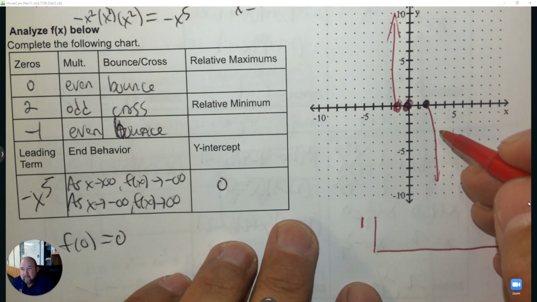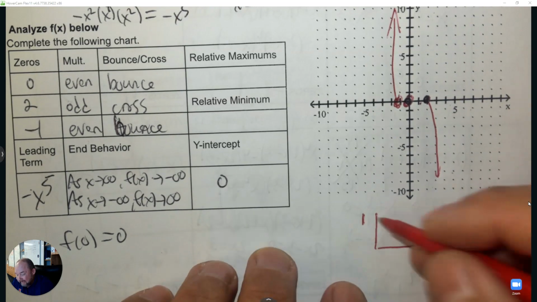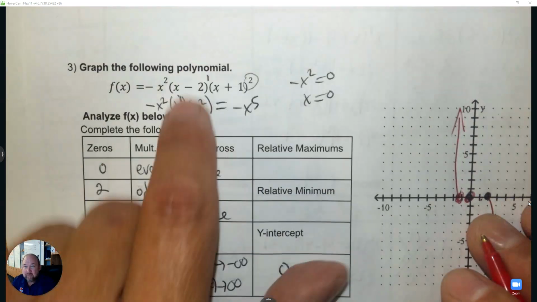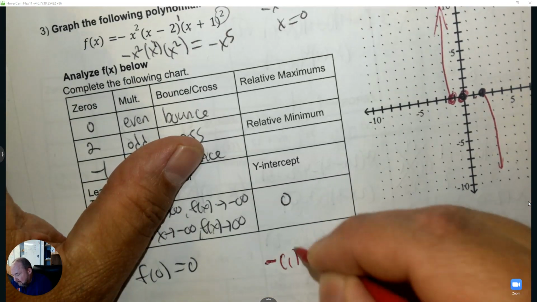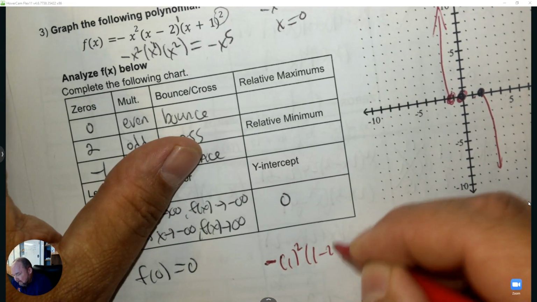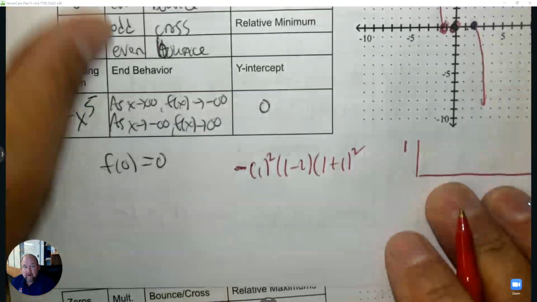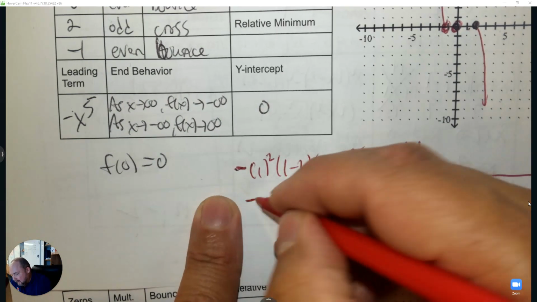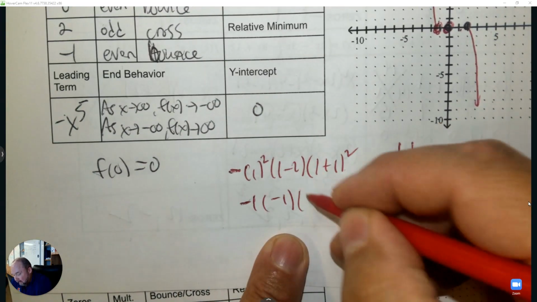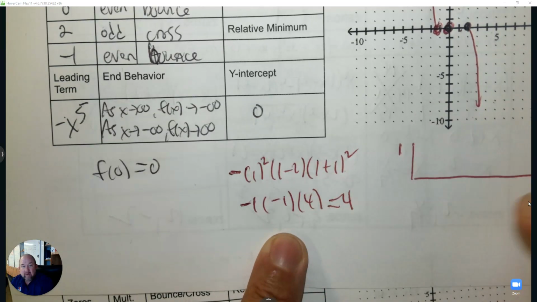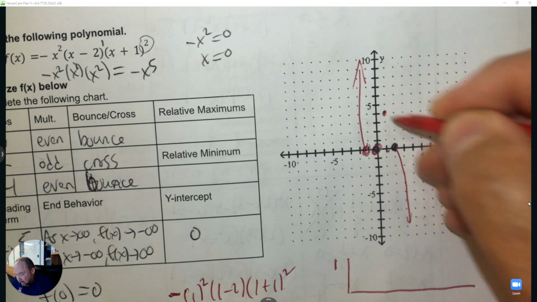What did I do wrong? Yeah, fill in at 1, but I can't use synthetic substitution because it's in factored form. So I actually have to do it the old-fashioned way. I've got to plug 1 in and do the work to see what the answer is. So I plugged 1 in, and I got -1, I got -1, and I got 2 squared. And if I multiply that all out, I get 4. So 1 gives me the answer 4.